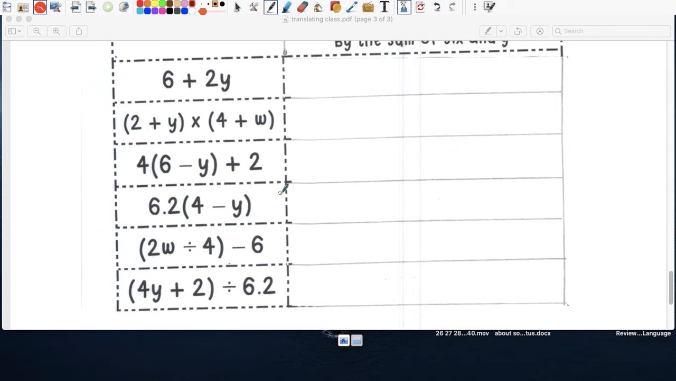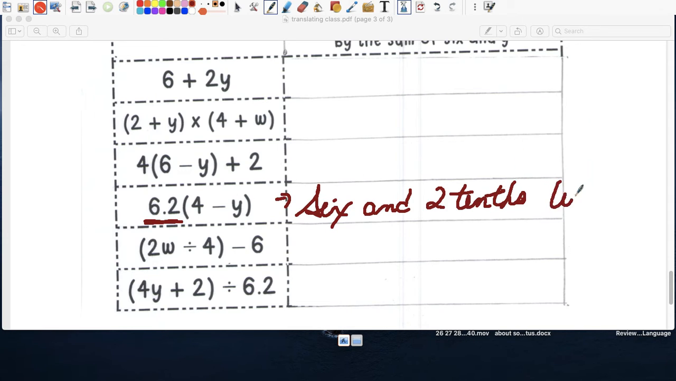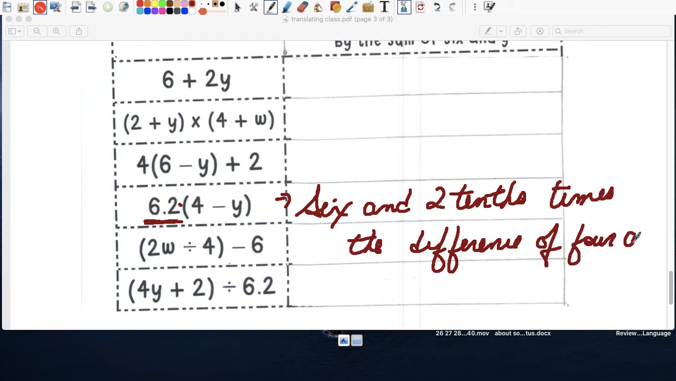Next one is a decimal. Okay. 6 and 2/10. All right, that's this number right here. You're not going to write 6.2. 6 and 2/10 times, right? There's a multiplication here. Times the difference of 4 and y.